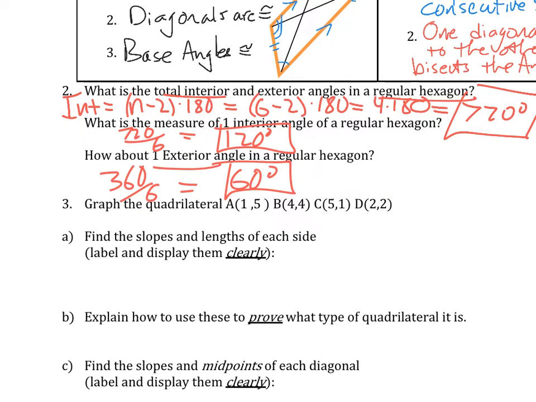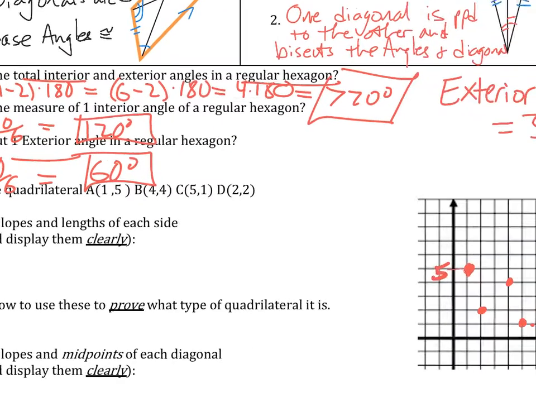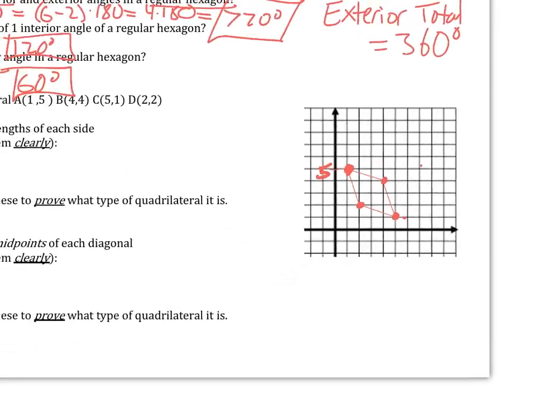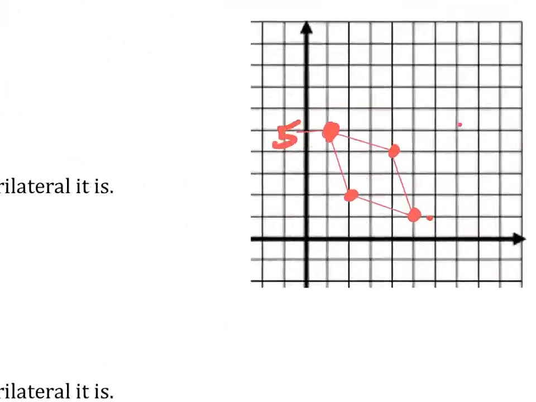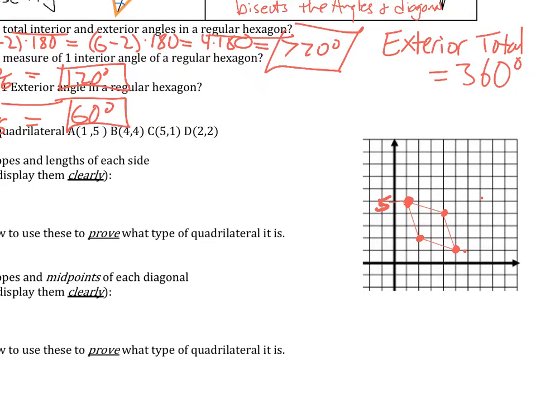All right, so now we're going to get to our graphing problem. We're going to graph this and see what we can find out about it. So if we graph these points and draw it in, we should have a good idea of what shape it is. So here's our quadrilateral. We want to prove some things about it. We're going to find the slopes and the lengths first of all. And so let's actually get some letters in here.